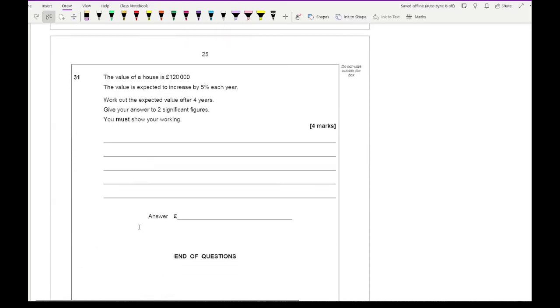Moving on to question 31, which is our last question. So this is a compound interest question. So it says the value of a house is 120,000. The value expected is to increase 5% each year. Work out the expected value after 4 years. Now you could work this out separately, or you could do it in one line.